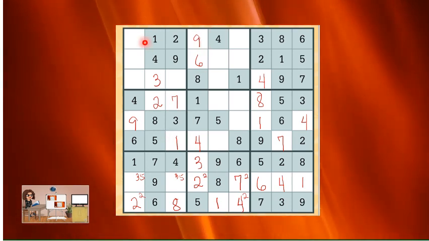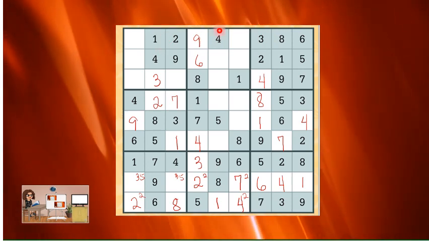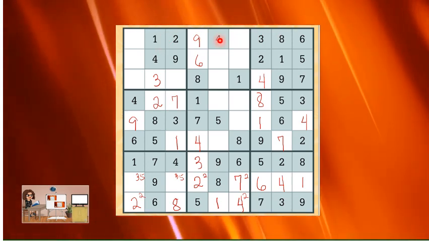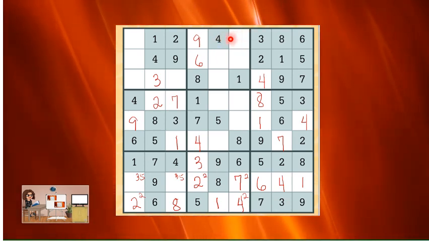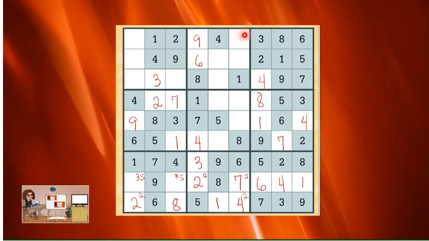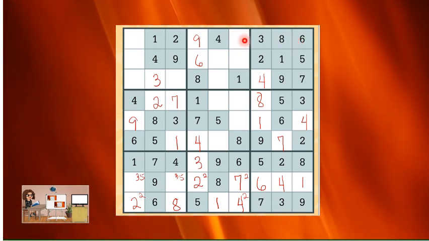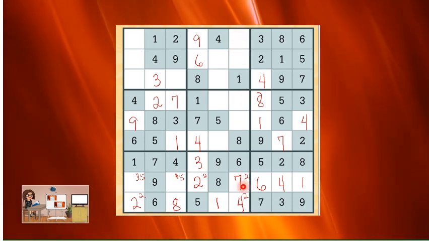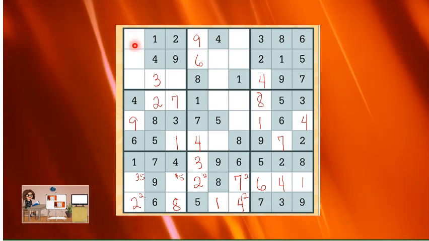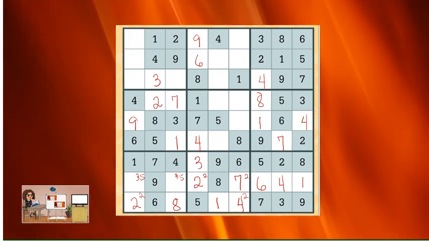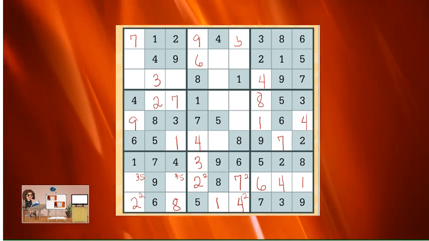Next, on this row, we have the given 1, 2, 3, 4. 5 is missing. So 5 can be in these cells. 6, 7 is missing. So 7, we cannot write 7 here because there's already 7 in this column. So this should be 7. And obviously this is 5.